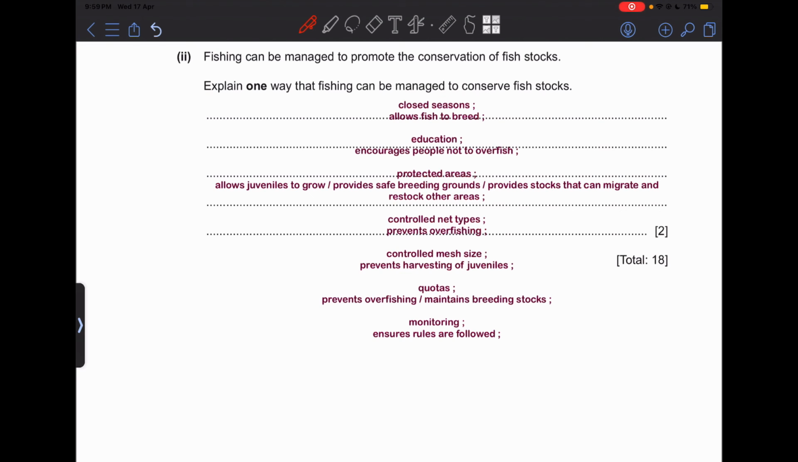Quotas prevent overfishing and maintain breeding stocks. Quotas are basically like a law that tells fishers to fish only a certain amount of fish in a certain period of time. So let's say, for example, the government may tell a fisher that you are only allowed to fish up to 25 fish in one day. If you get any more than 25 in a day, then you may get a fine, or you may get punished. So this is just an example. This is what quotas means. It is basically a limit on how much fish they can catch, and monitoring ensures rules are followed.